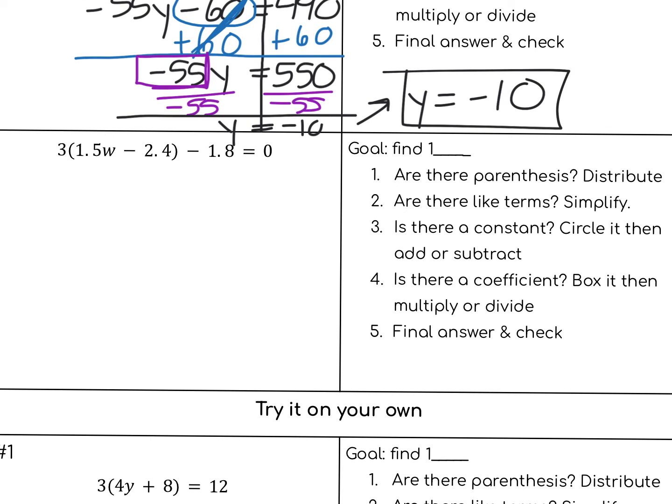Alright, last one we're going to do together. I know this is a long video. It's a lot. Alright, so I'm looking through. I see that my variable is w. So my goal is to find a positive 1w.